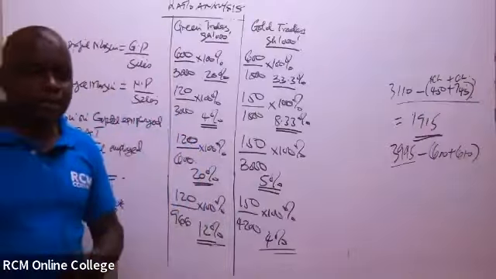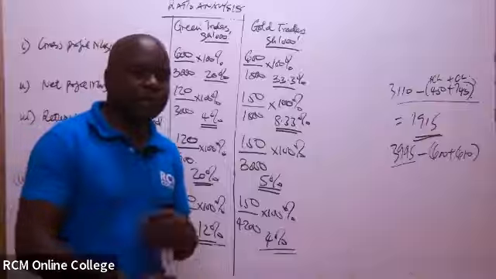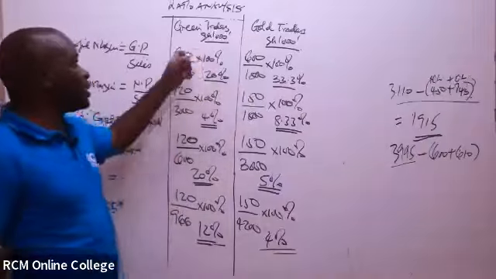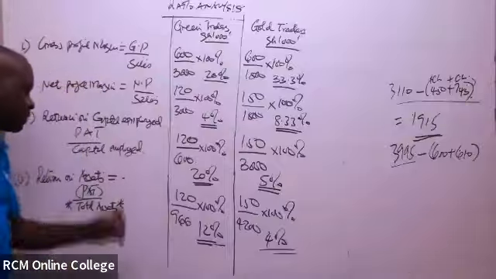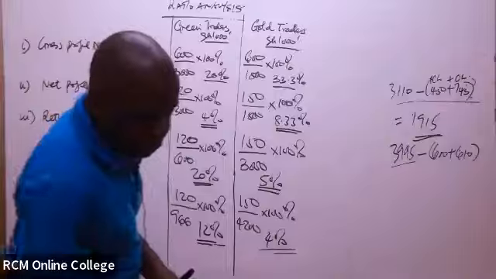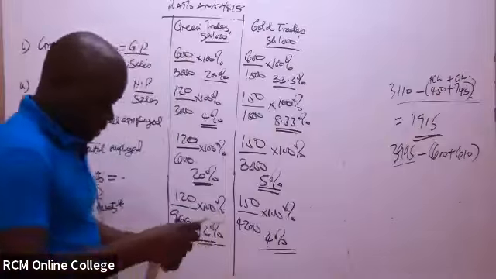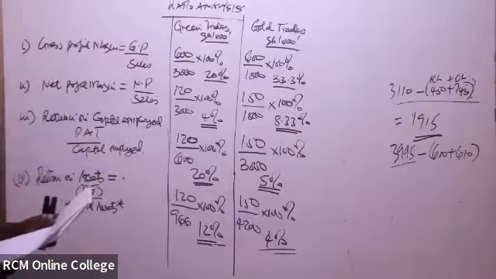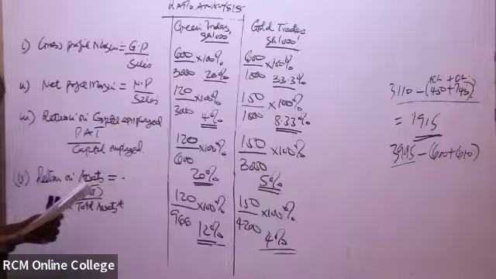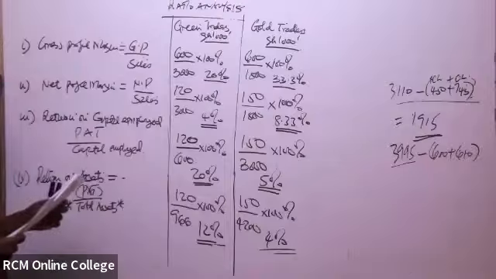So it means there is no adequate efficiency in terms of utilization of assets in these gold traders compared to green traders. Then the next one, you've actually been called upon to compute, in this case, the asset turnover, or the current ratio.